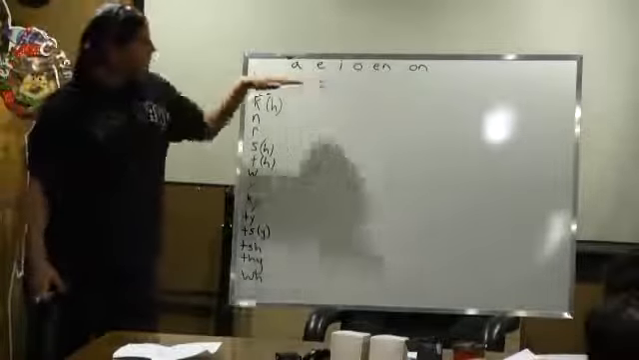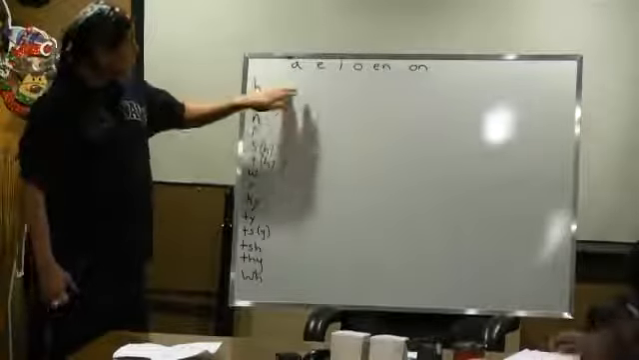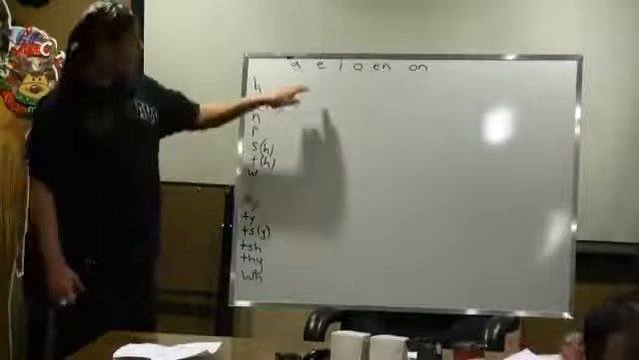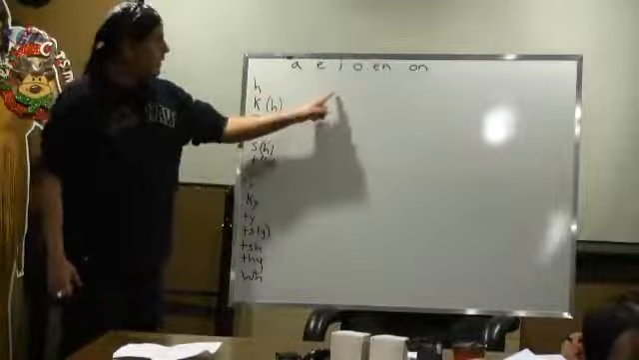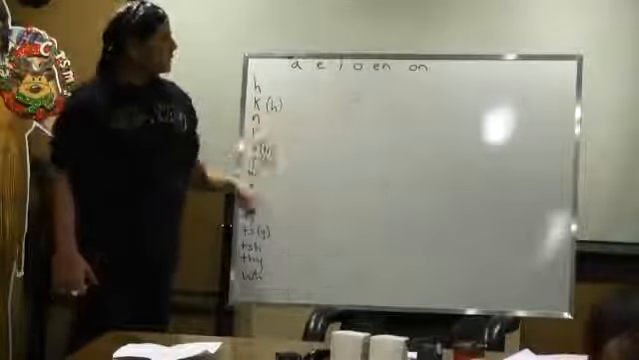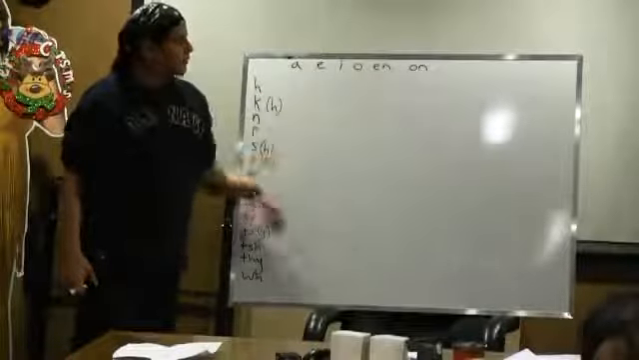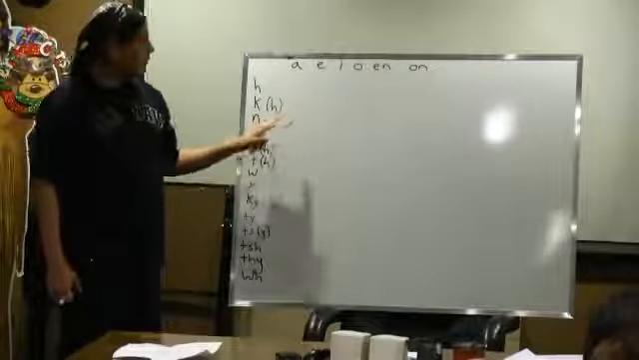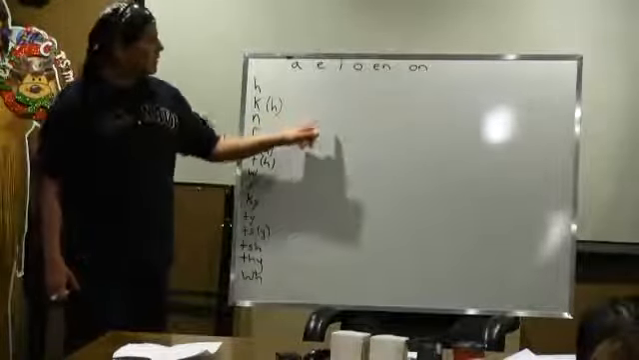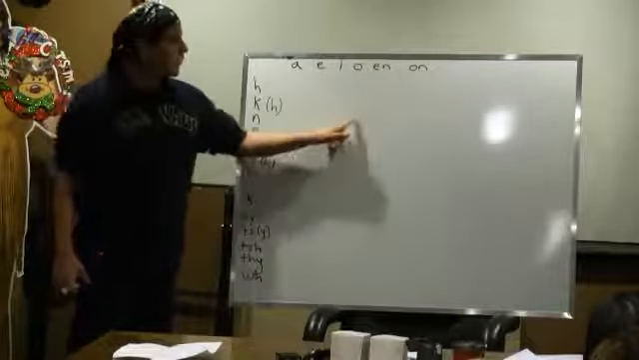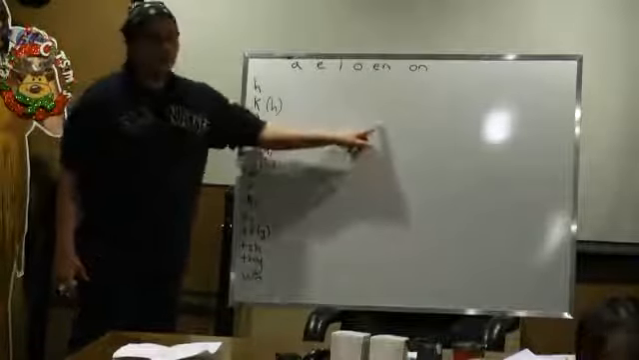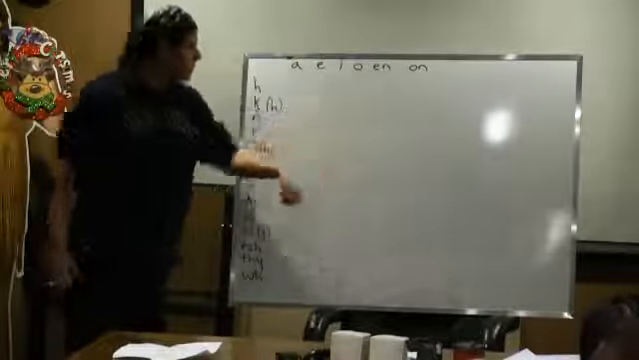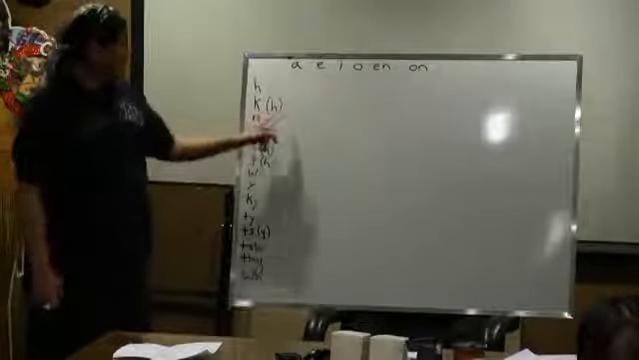So let's go through the chart. Ha, hey, he, ho, ha, hu. Ga, ge, gi, go, gon, gun. And with the H in front of it, ka.